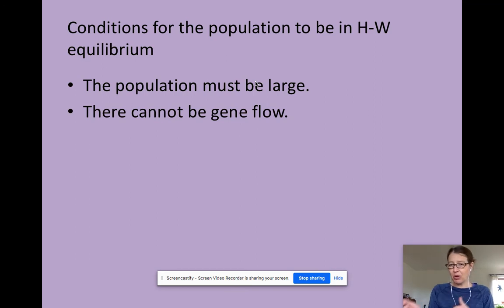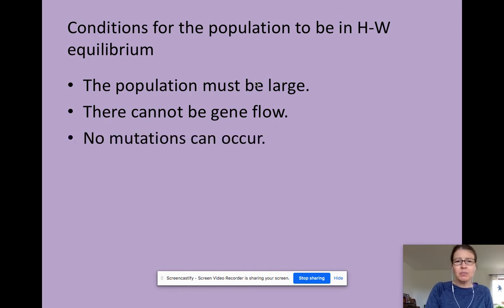You can't have gene flow. You can't have organisms with new genes coming to the population, and you can't have a significant number of your population leaving either, with a certain allele that's more common to leave or not. So you can't have immigration and emigration happening. There can be no mutations, because if there's a mutation, then you've got a new allele.